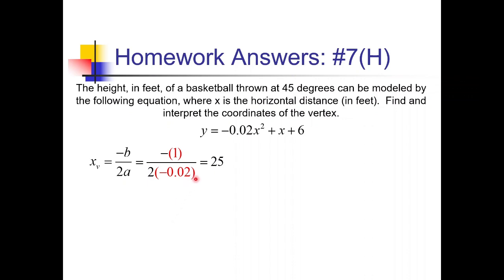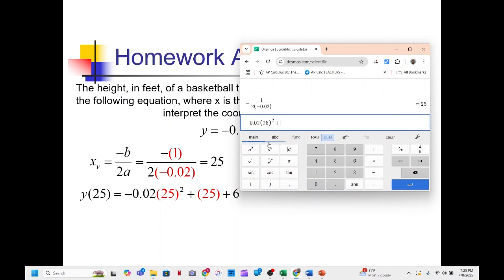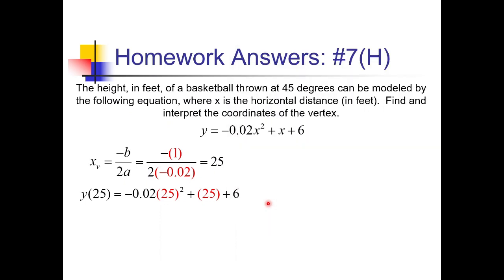And now let me get the y value of the vertex by plugging 25 back into the original function up there. So to Desmos again. We have negative 0.02 times 25 squared plus 25 plus 6, and that comes out to 18.5. All right, so we have a vertex of 25 comma 18.5.